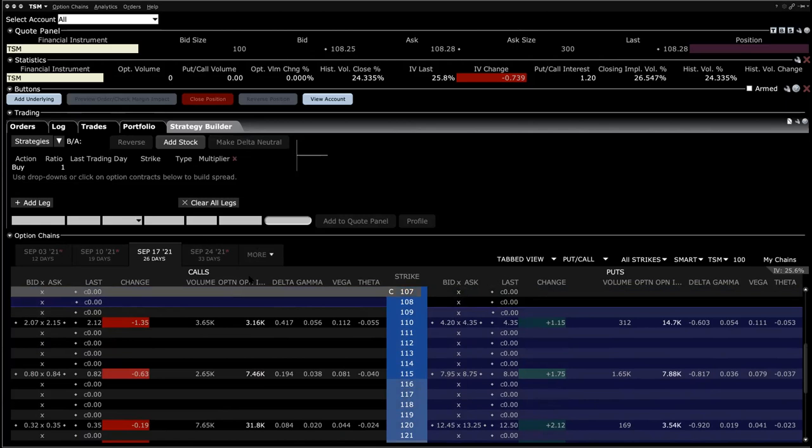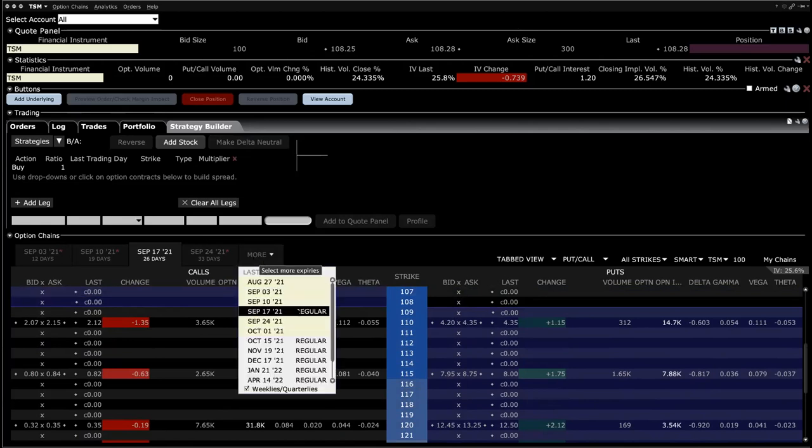Alternatively, if you wanted to go longer term, you could go out of the money as well because TSM should climb back to the 140s within the next year or so.